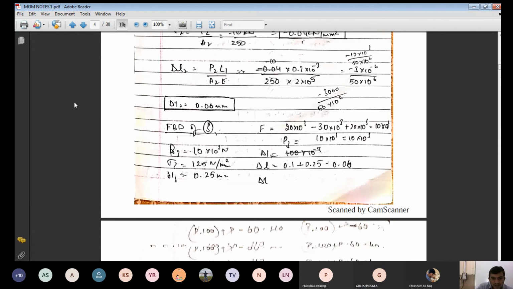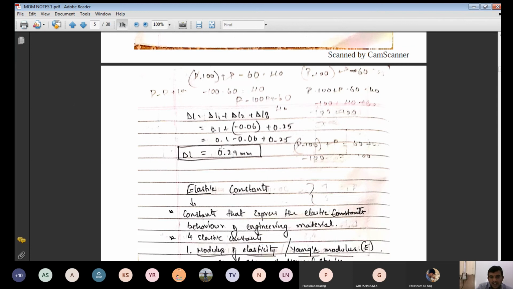So what answer did you get? It's right. Delta L, the net deformation induced in the given stepped bar, is 0.29. Yes, please check whether it is right or wrong for the other students also.